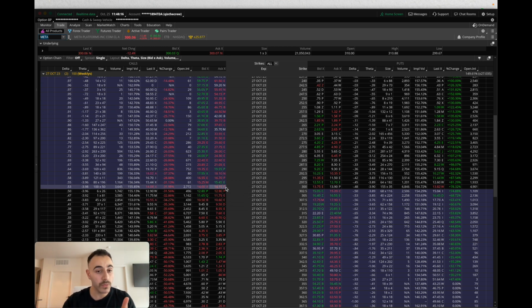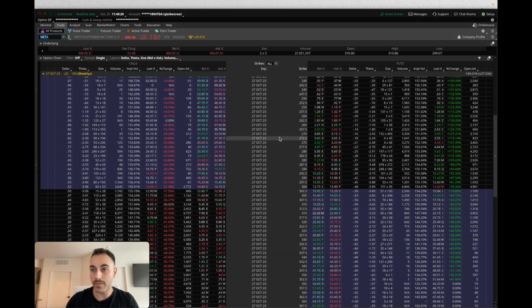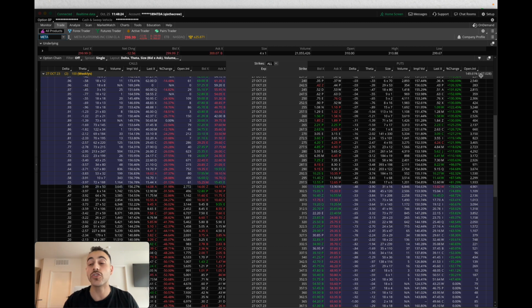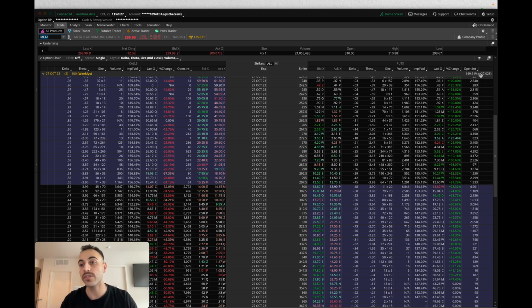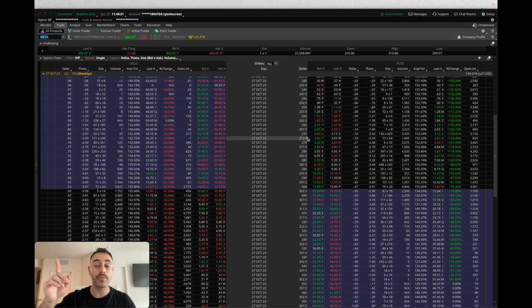Now, knowing what we know about the expected move, let's take a look at what markets are expecting from Meta, and you can see that they're expecting a $27 move on its earnings. Nobody knows if that's up or down, and nobody can guarantee that Meta can actually go up or down.